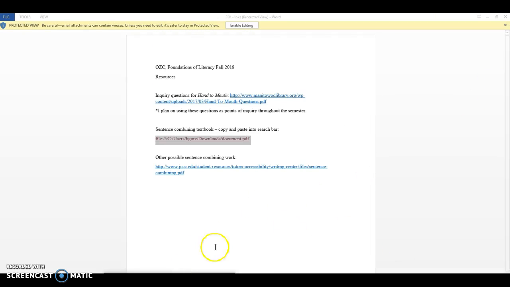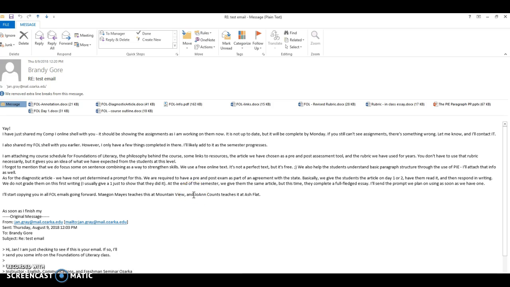Let me get back to the email. Okay, like I mentioned, we have this agreement with the state that it's a student success thing. If it were not for this diagnostic article and reading response, we would have to make them test again, like with the AccuPlacer, and we don't want any part of that. So we have to say, yes, we have a diagnostic.